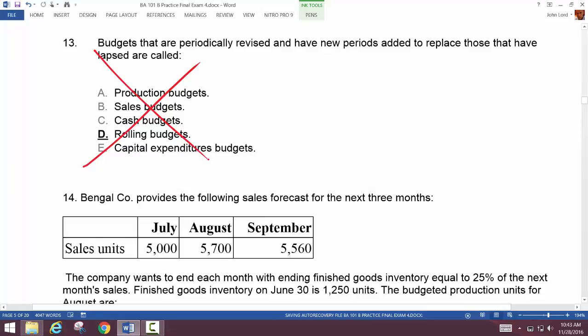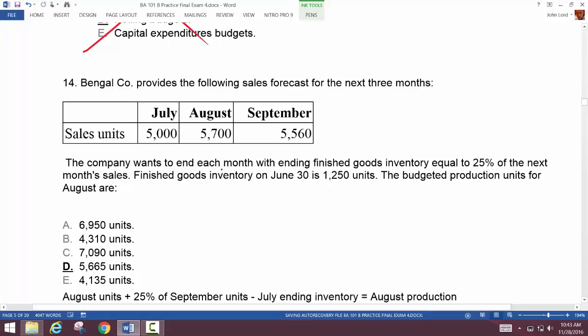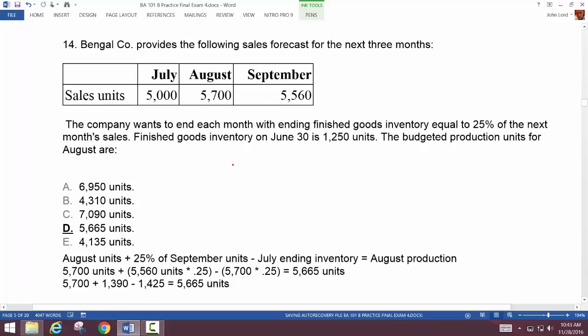Okay, good. Number 14. Bengal Company provides the following sales forecast for the next 3 months. And then they say the company wants to end each month with ending finished goods inventory equal to 25% of the next month's sales. Finished goods on June 30th is 1250. So what are we going to have to come up with for August? We know we're going to sell how many units in August? 5,700. So we know we've got to have 5,700, don't we?